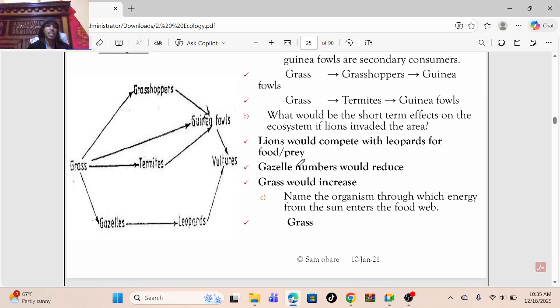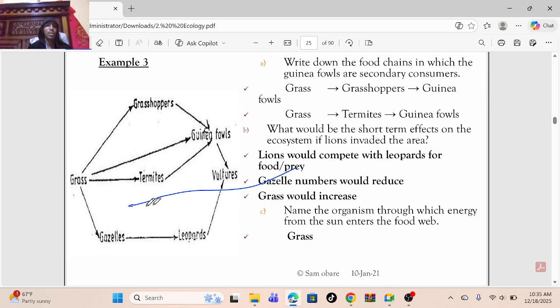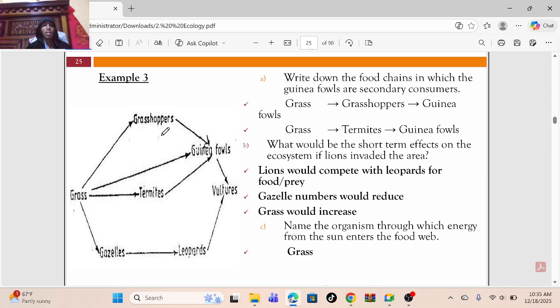Example 3, this is all about food chain, hii ni KCC zote ziko common familia. Rahisi sana na inakuja tu every year, hata this year ilikuwa food chain. So write down the food chain in which the guinea fowl are secondary consumer. So guinea fowl is secondary consumer. So this is a guinea fowl first of all. So producer, primary consumer, secondary consumer. So guinea fowl iko secondary consumer, so iko number 3.